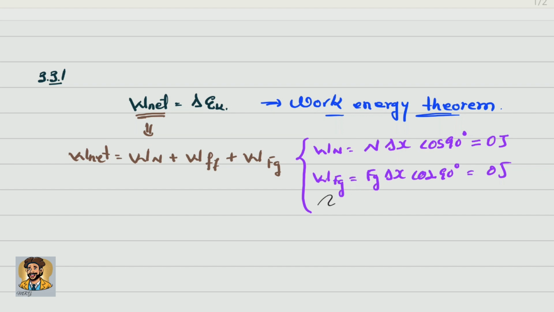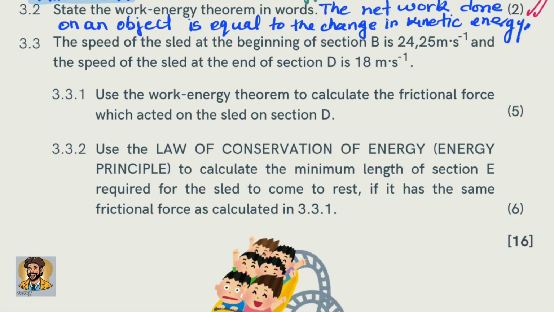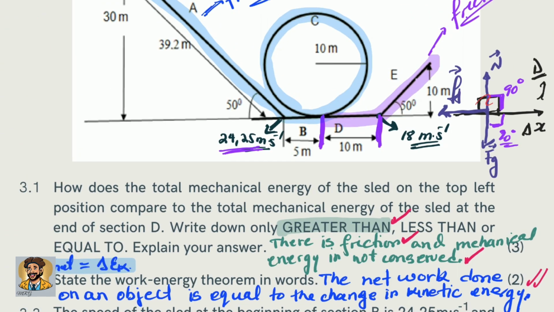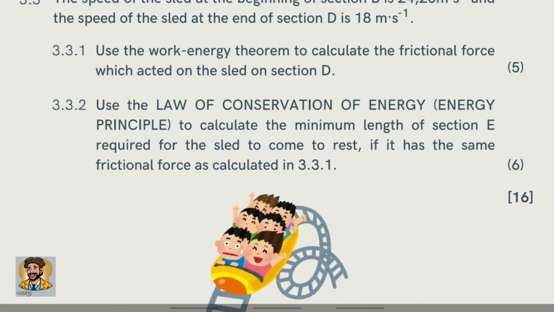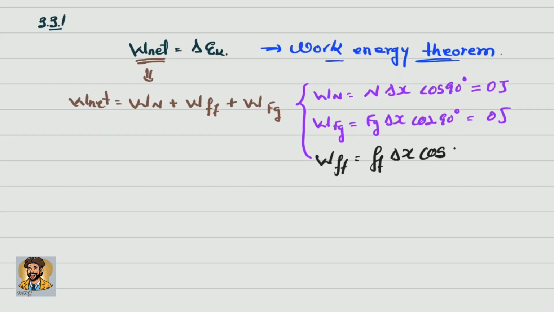Okay, and what will be the work done by friction? Well, the work done by the frictional force will be equal to the frictional force multiplied by the displacement multiplied by the cosine of the angle between friction and displacement. That angle is all this angle here, the angle between the friction and the displacement, which is 180 degrees. So we have now the cosine of 180 degrees. We have an unknown, which is the frictional force. That is what we are looking for, so we are going to substitute this one in there.